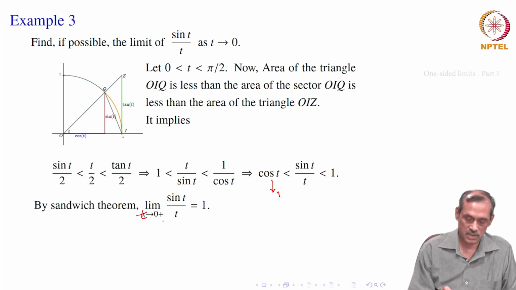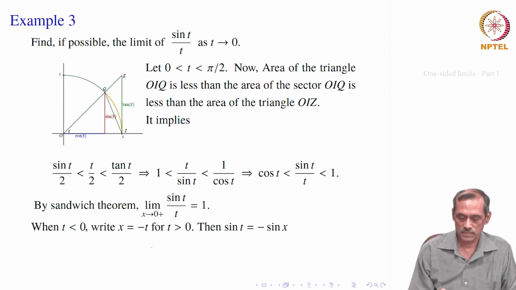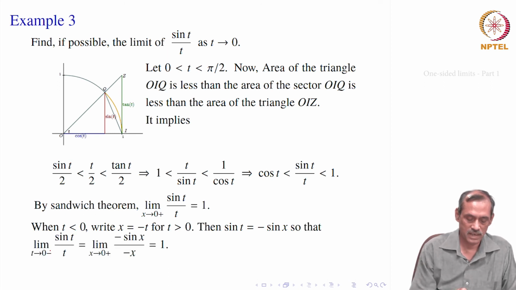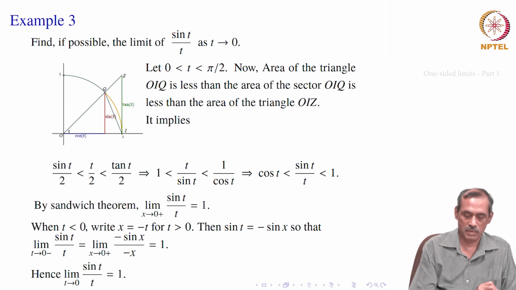Well, instead of T, let us take minus T. So, when T is less than 0, write x equal to minus T for T bigger than 0. Now sin T equals minus sin x, and we want to find the limit as T goes to 0 minus of sin T by T. This becomes the limit as x goes to 0 plus of minus sin x by minus x, which is the limit as x goes to 0 plus of sin x by x, which we showed gives 1. Therefore, the left side limit and right side limit are both 1, hence the limit is equal to 1.